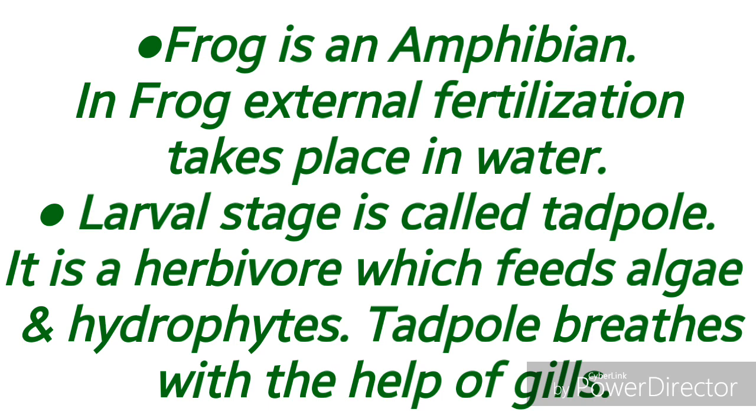Students, in frog, external fertilization happens. It means the union of sperms and ova occurs in water, not inside the female body. In case of higher animals, fertilization happens in the female body. In case of fishes and frogs, external fertilization happens. It happens in water.